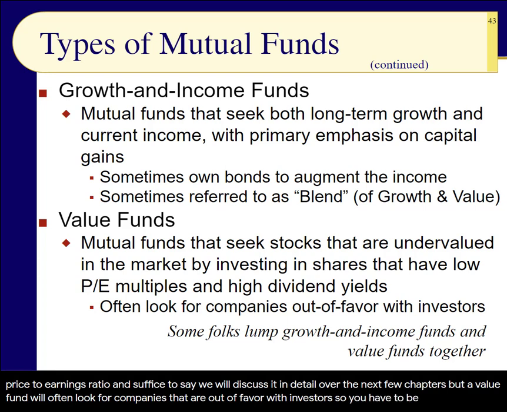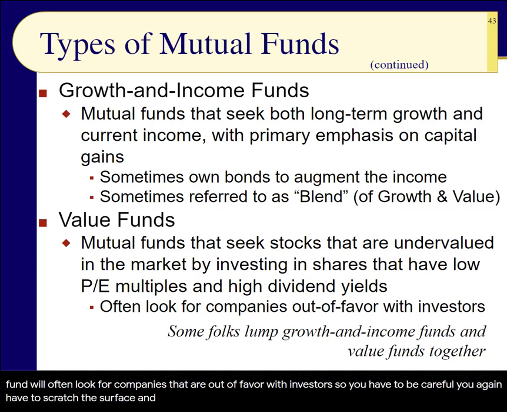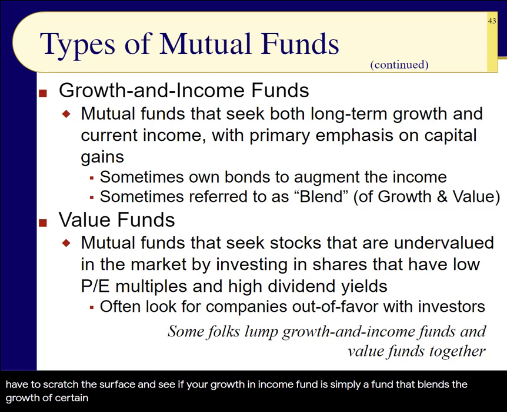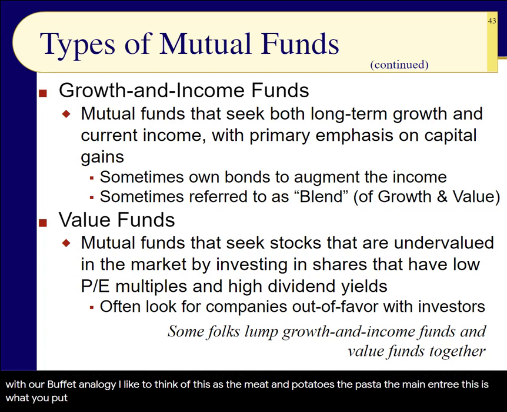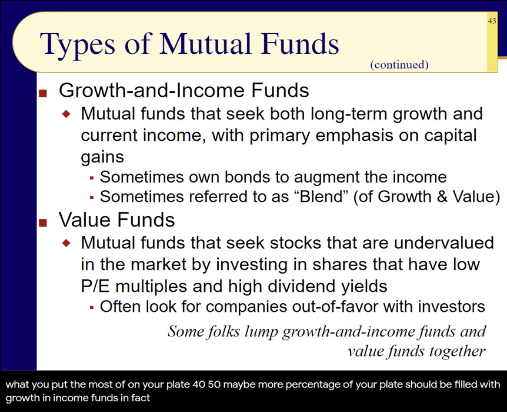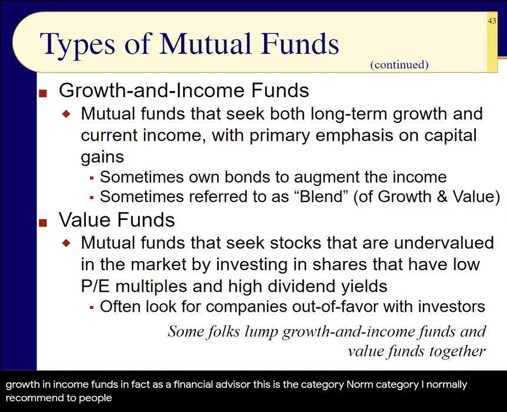So you have to be careful. You, again, have to scratch the surface and see if your growth and income fund is simply a fund that blends the growth of certain companies in their growth stages and the income from the dividends. Now, what category would we use for these with our buffet analogy? I like to think of this as the meat and potatoes, the pasta, the main entree. This is what you put the most of on your plate. 40, 50, maybe more percentage of your plate should be filled with growth and income funds. In fact, as a financial advisor, this is the category I normally recommend to people just getting started.